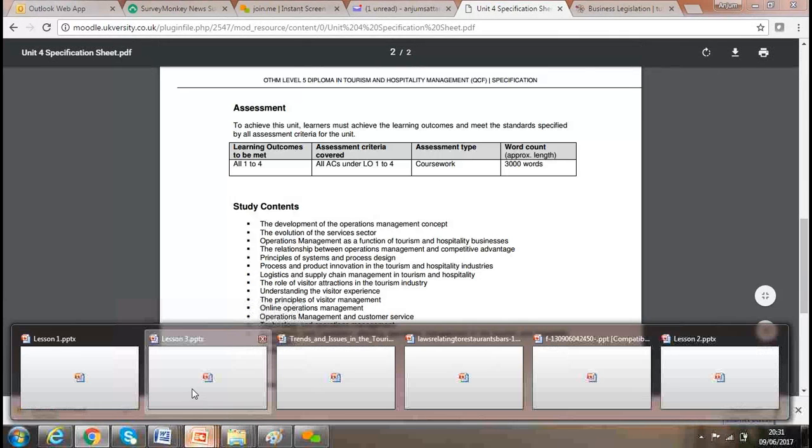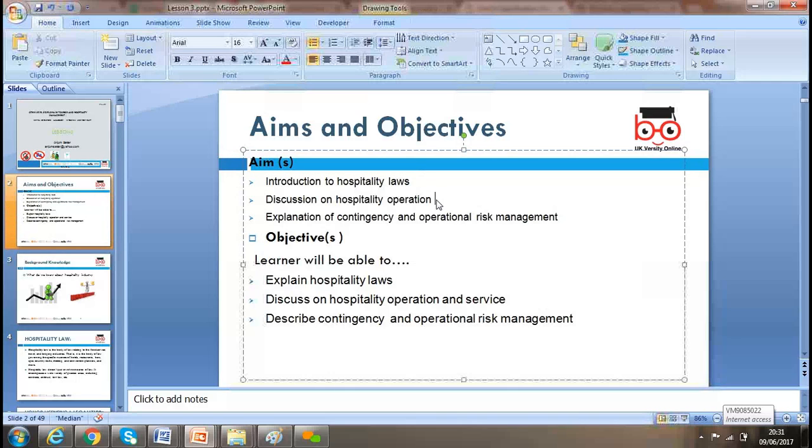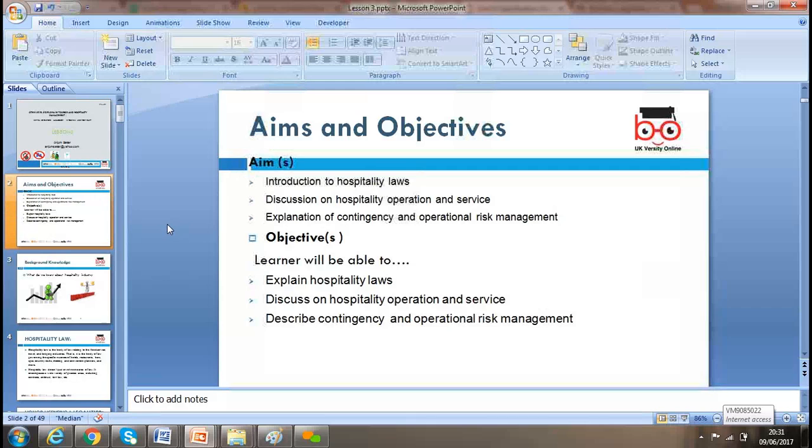Today's lesson aims to introduce hospitality law, and what type of legislation we really need to follow. Discussion will be on hospitality operations and service, meaning customer service, and we'll discuss contingency planning and operations risk management.